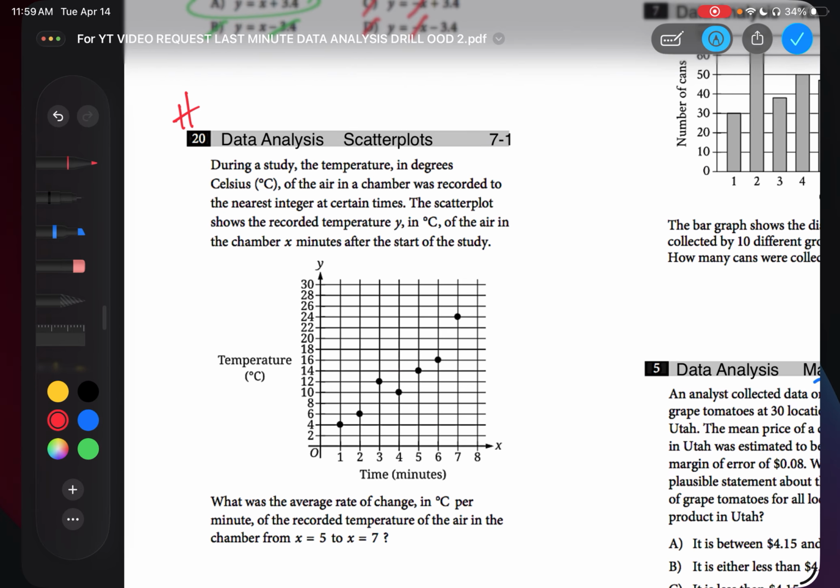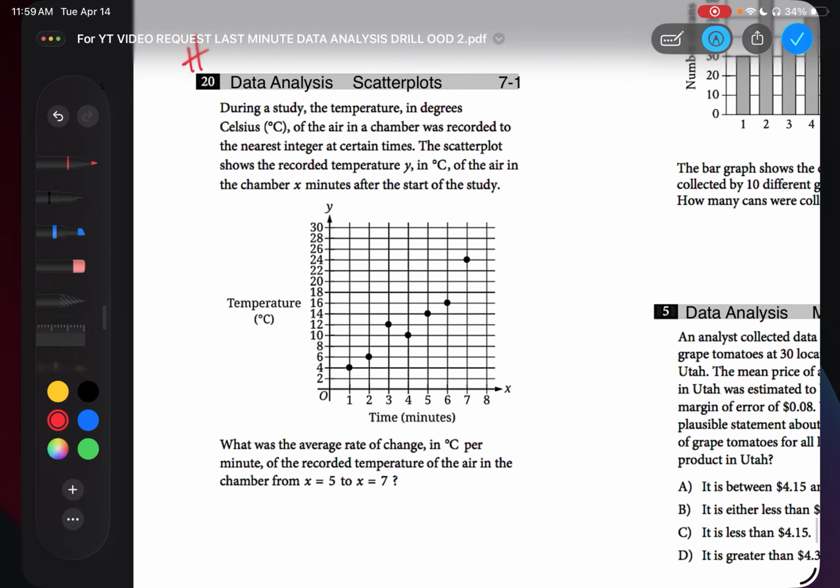Question 20. This is supposed to be a hard question. And it's the same thing. You got a bunch of dots, different measurements, of which there are 7 different dots over time. So your x-axis is all about the time in minutes, and your y-axis is all about the temperature. Easy to understand stuff. Now we read: during a study in temperature in degrees Celsius, the air in the chamber is recorded to the nearest whole number. An integer is a whole number, negative or positive, including 0. The scatter plot shows the recorded temperature in Celsius of the air of the chamber x minutes after the start of the study. Cool.